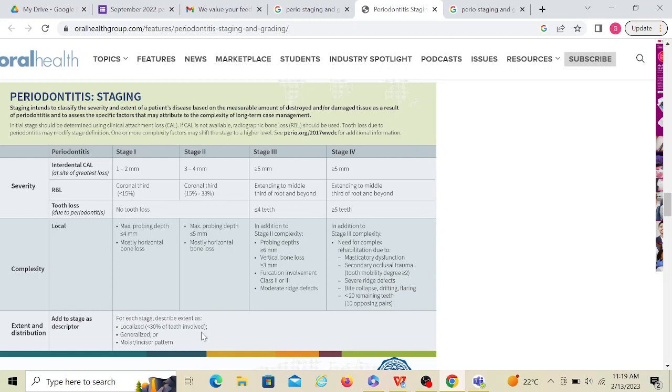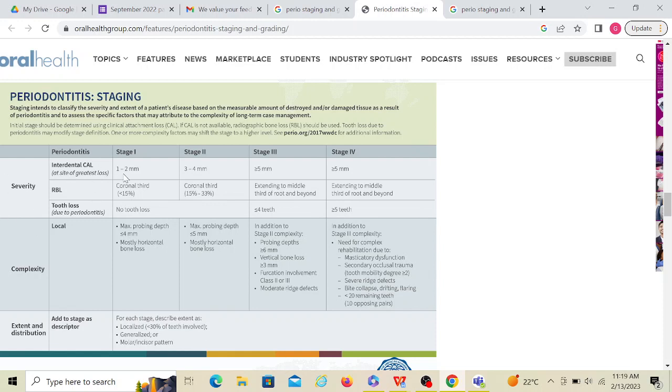Understood? But usually it won't be asked like this, but just in case it does, just remember, out of the total number of teeth mentioned, you multiply it by 30%. Now whatever figure you get, if the question is mentioning that figure, then you can formulate your answer. I hope this is really clear.